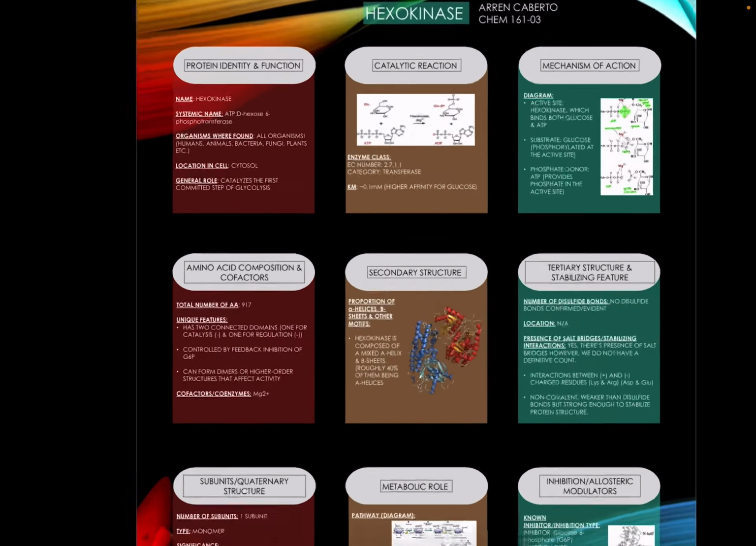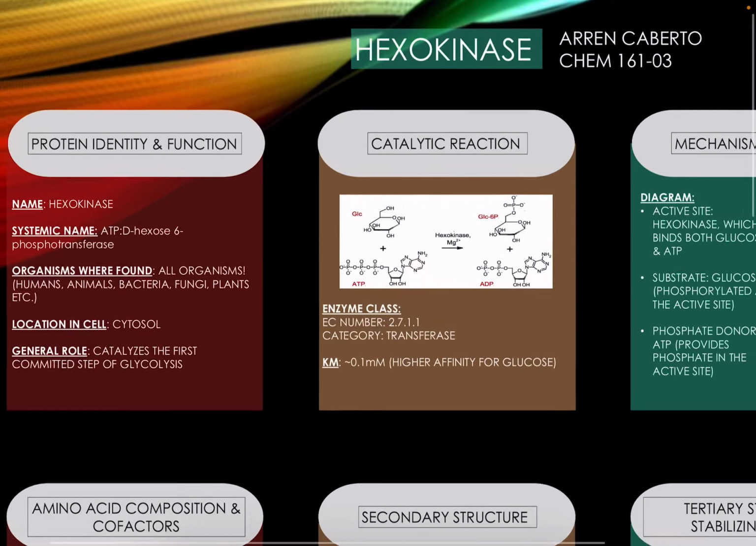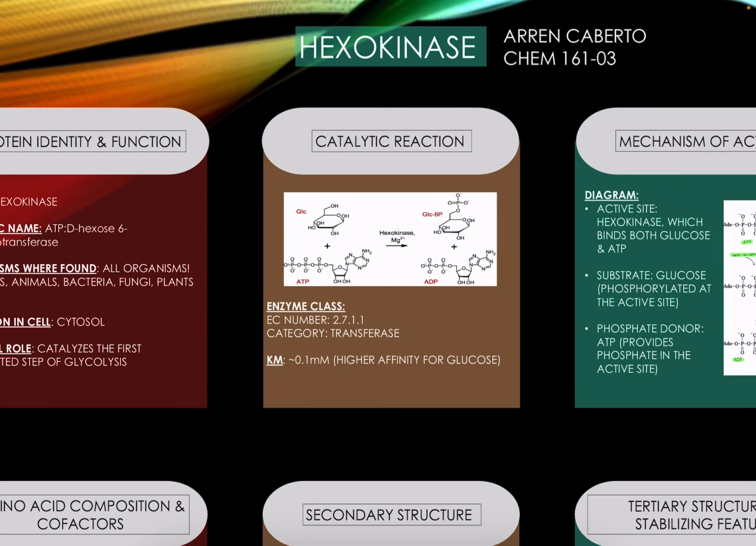The protein I'm talking about today is hexokinase, which is also known as ATP:D-hexose 6-phosphotransferase. It's found in all living organisms, from humans and animals to bacteria, fungi, and plants. Inside the cell, it resides in the cytosol, where it catalyzes the first committed step of glycolysis, the phosphorylation of glucose. It belongs to the transferase enzyme class with EC number 2.7.1.1, and it has a high affinity for glucose, with a Km value of approximately 0.1 millimolar.